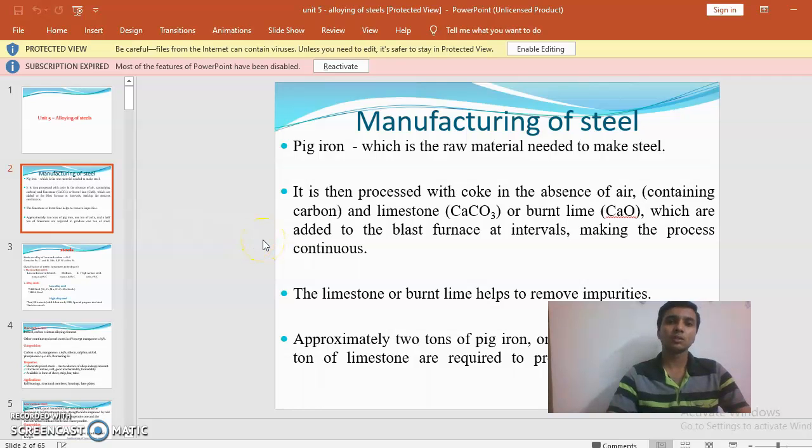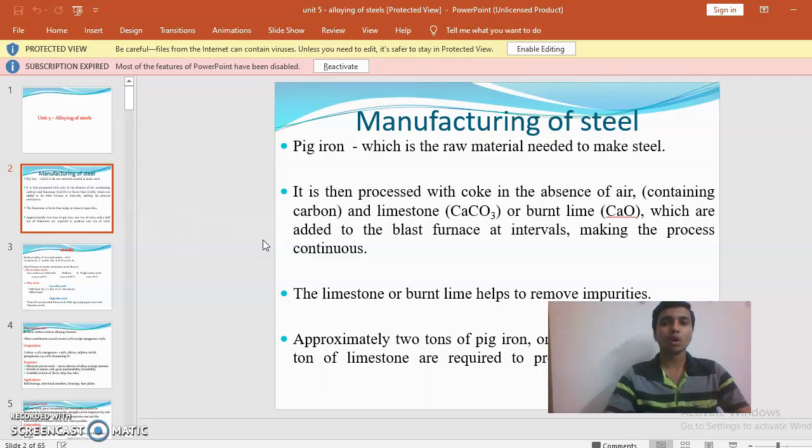Manufacturing of steel: pig iron is the raw material needed to make steel. It is processed with coke in the absence of air, and limestone or burnt lime are added to the blast furnace at intervals, making the process continuous.